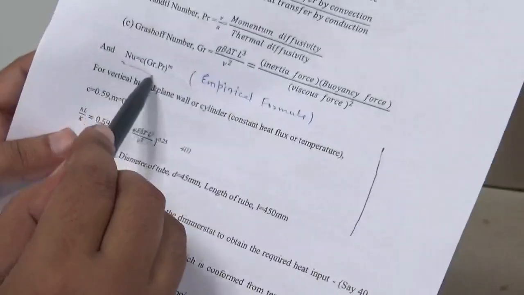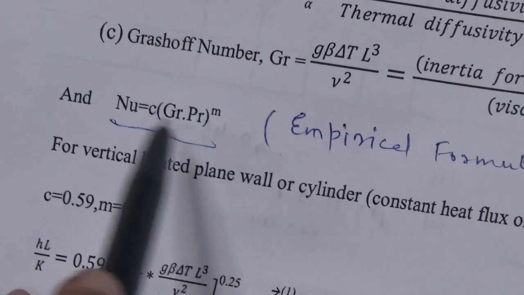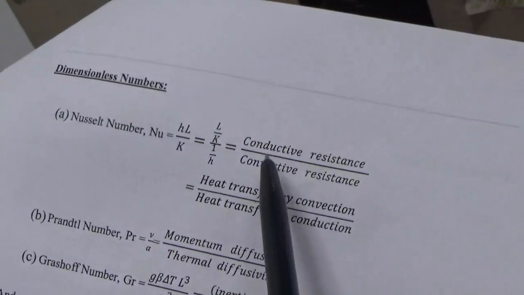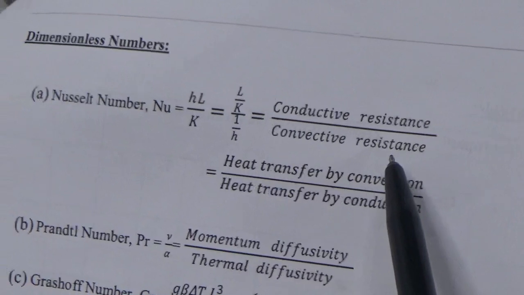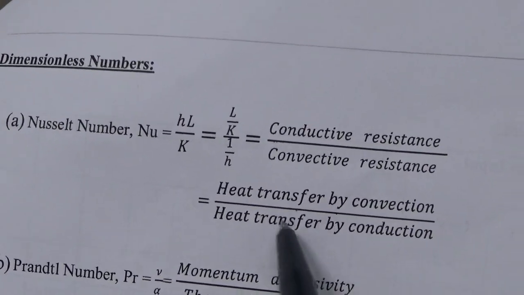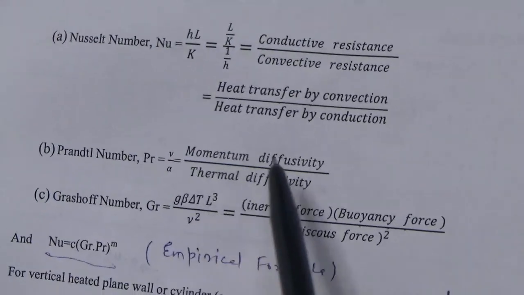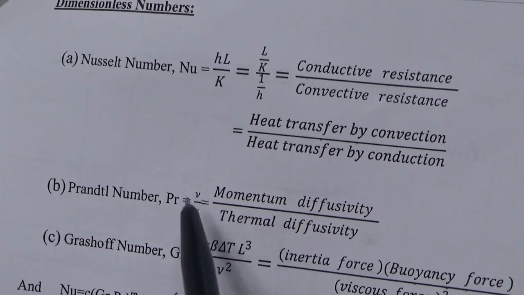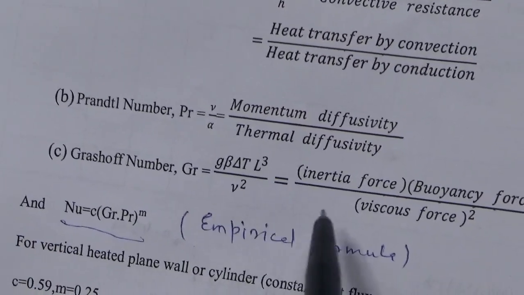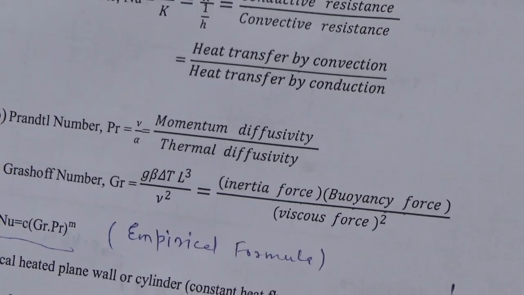Nusselt number, which is a function of Grashof and Prandtl number. Nusselt number is a ratio of conductive resistance to convective resistance, or in other words, the heat transfer by convection to the heat transfer by conduction, and it is given by hL/k. Prandtl number is a ratio of momentum diffusivity to thermal diffusivity, which is equal to ν/α. Prandtl number and Grashof number appear in the case of natural convection study.